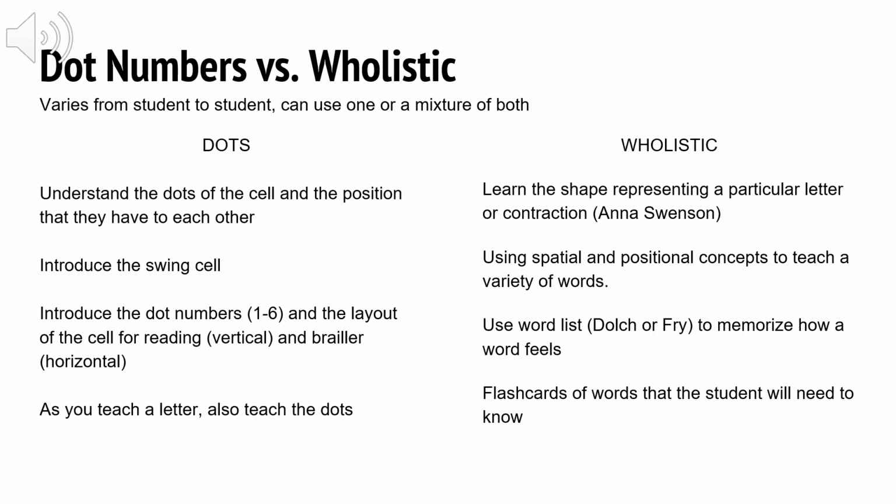Some teachers choose to use a holistic approach, in which they learn the shape representing a particular letter or contraction. They also use spatial and positional concepts to teach a variety of words. Flashcards of words that the student will need to know are often used within this instructional approach.